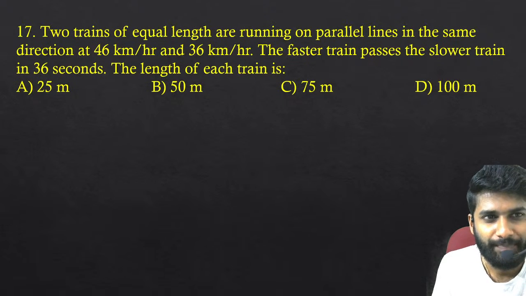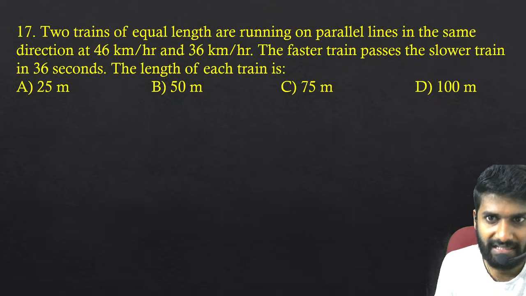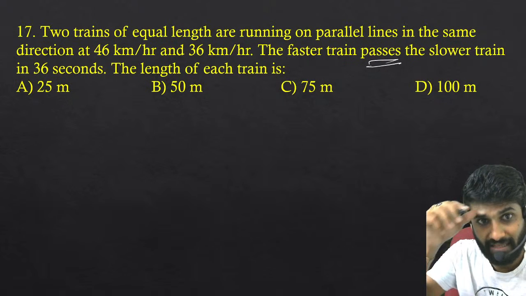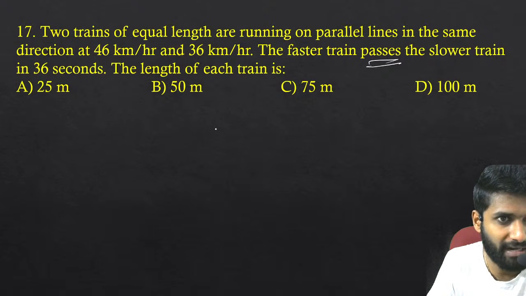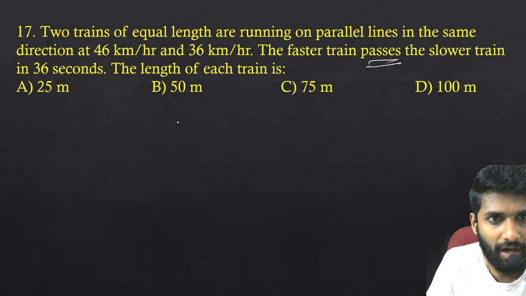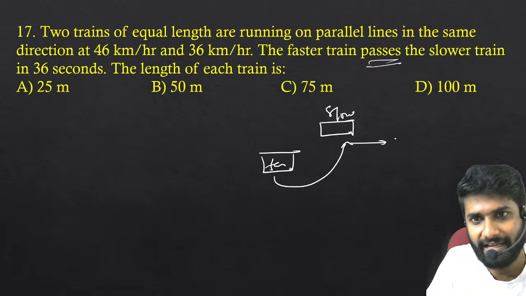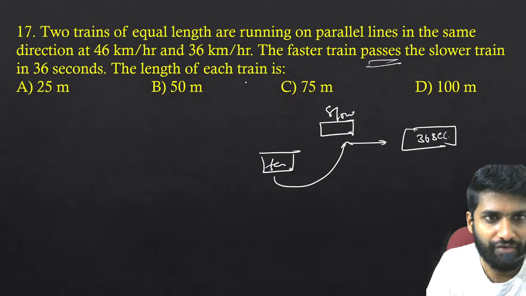Next, two trains of equal lengths are running on parallel lines in the same direction. The faster train crosses the slower train in 36 seconds. We need to find the length of the train. As I mentioned in the second concept, meeting is a concept: length of the train divided by relative speed. Here an equal-length train crosses a slower train; for example, this is the slower train and this is the faster train. It crosses the slower train in exactly 36 seconds. That is the information. Now, what is the question? We need to find the length of the train.